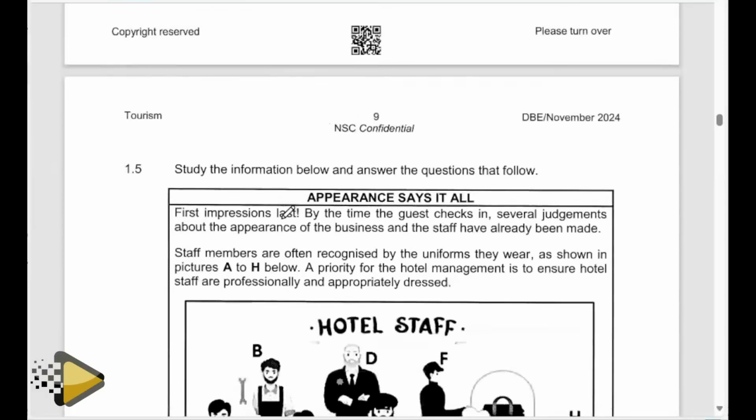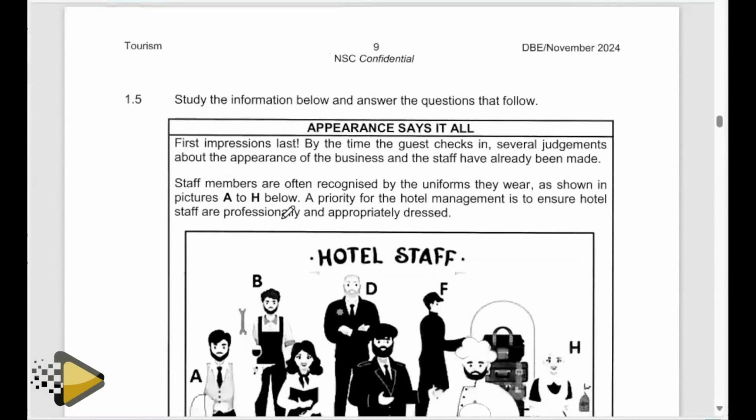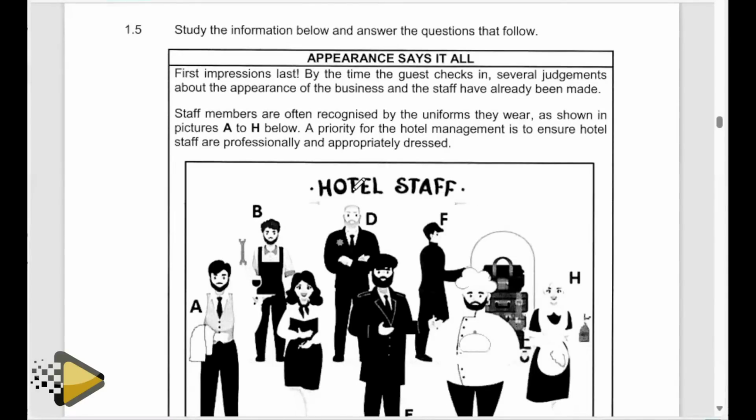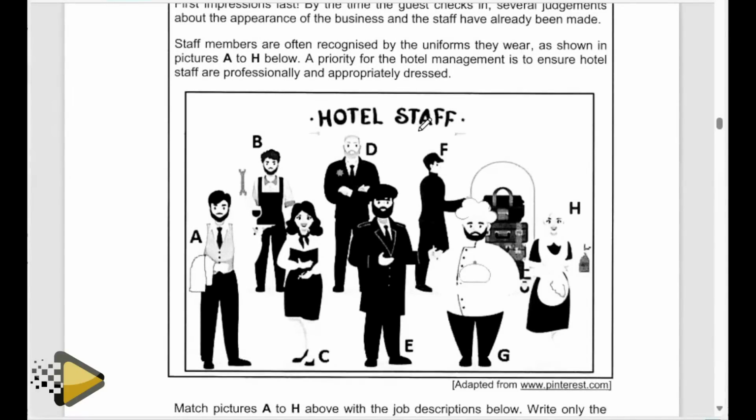1.4. Now moving on to 1.5. Study the information below and answer the questions that follow. First impressions last. By the time the guest checks in, several judgments about the appearance of the business and staff have already been made. Staff members are recognized by the uniforms they wear, as shown in the pictures A to H. A priority for the hotel management is to ensure hotel staff are professionally and appropriately dressed. So in this case, we have various professionals who work within the hotel environment.